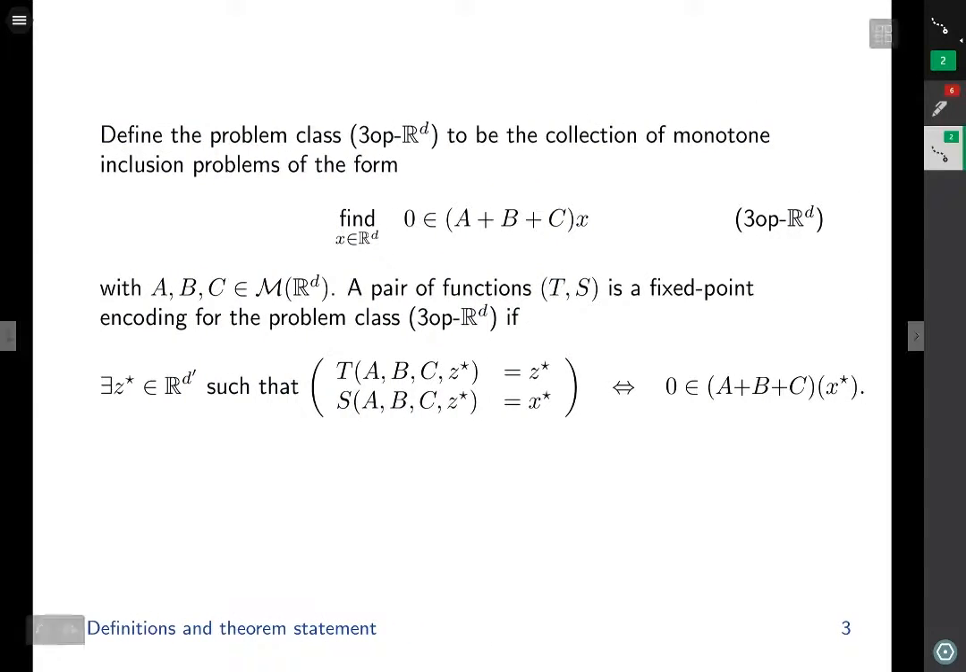We define the problem class 3op-RD to be the collection of monotone inclusion problems of this form, where A, B, and C are maximal monotone operators on R^D. A pair of functions T, S is a fixed point encoding for the problem class 3op-RD if we have this bidirectional implication. The forward direction states that if we have a fixed point of the fixed point mapping T, then the output of the solution mapping S is a solution to the monotone inclusion problem. The other direction states that if we have a solution to the monotone inclusion problem, then there exists a fixed point Z star such that the output of the solution mapping is that given solution X star.